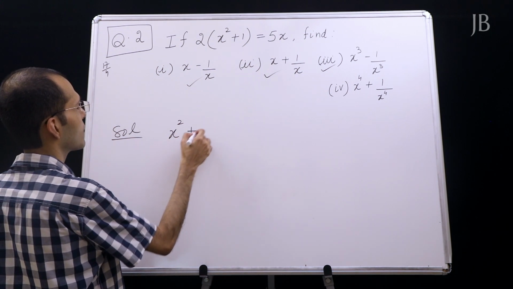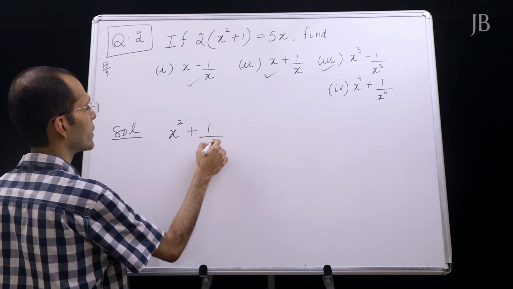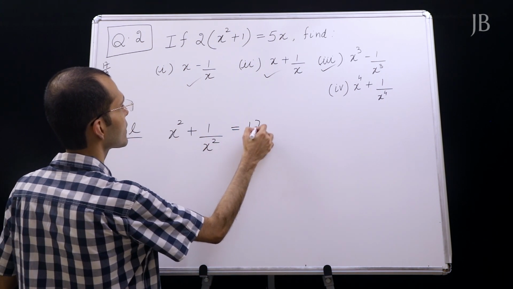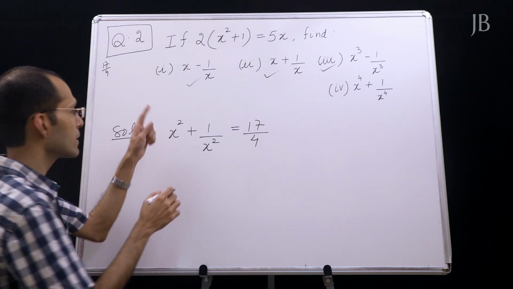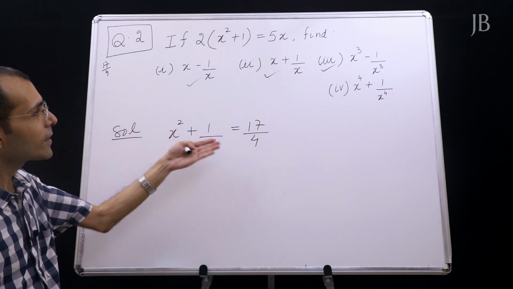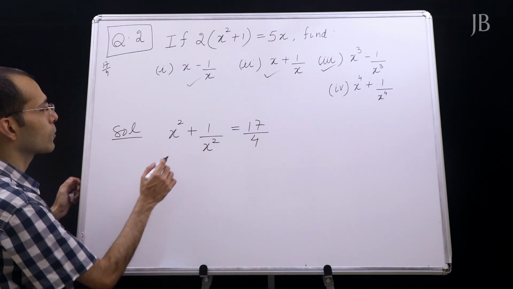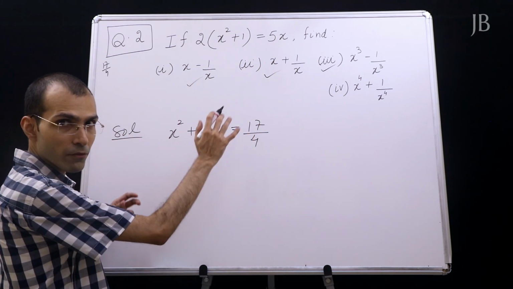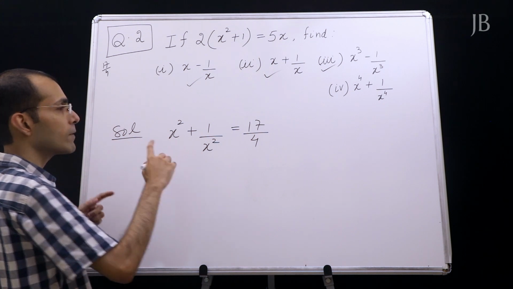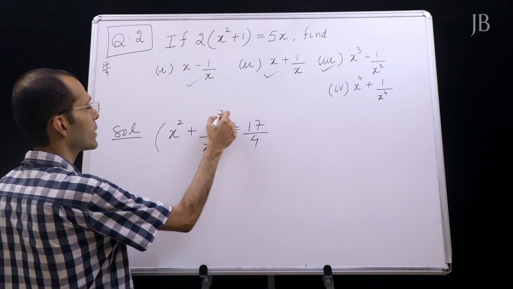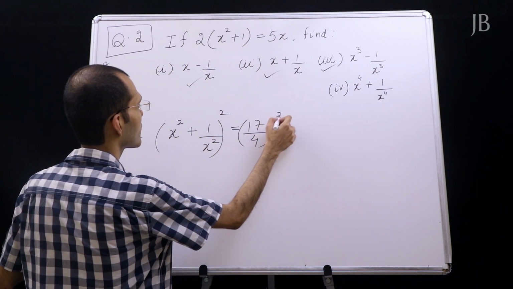x square plus 1 upon x square we will take as our base term, and this value was how much? 17 upon 4, because see this, if I square it further, then you will get x raised to 4 plus 1 upon x raised to 4, no? So this is what we had found out already. Now we will square both the sides. So if we square both the sides, it will come like this.